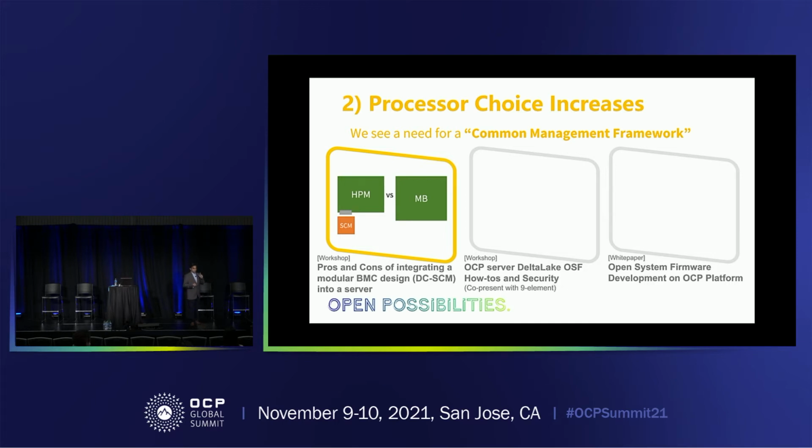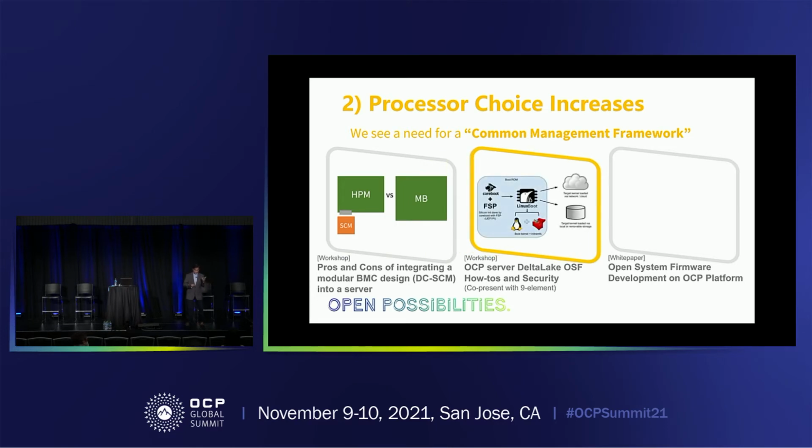But if we want them to be easily serviceable, then we need to make sure that the framework used for management is common and can be easily scaled across different processor configurations and different processor families. So basically a firmware framework that is processor agnostic. And that's what we're trying to do here. The first one you see is the pros and cons of integrating a modular BMC design, called the DC-SCM, the data center ready secure control module, into a server.